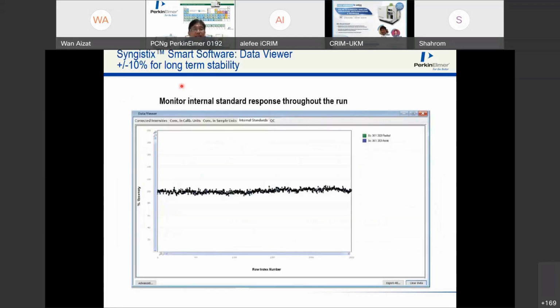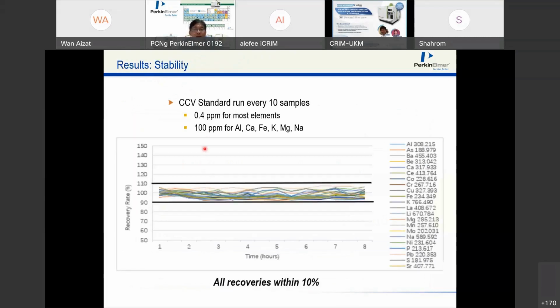Now we are looking at the stability, long-term stability. We can also monitor the drifting of the internal standard. We also look at the stability of this element, for most elements 0.4 ppm. These are the major elements normally present in the soil, very high, 100 ppm. So monitoring about 8-hour running stability is within plus minus 10% for multi-element analysis.